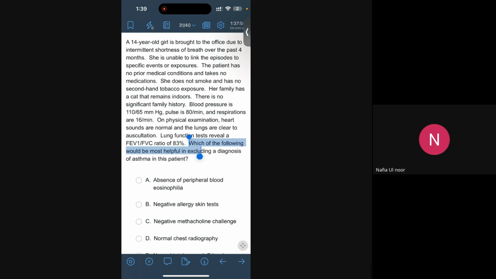Which of the following is most helpful in excluding a diagnosis of this patient? You people try to make a diagnosis here, and I will bring my charger.